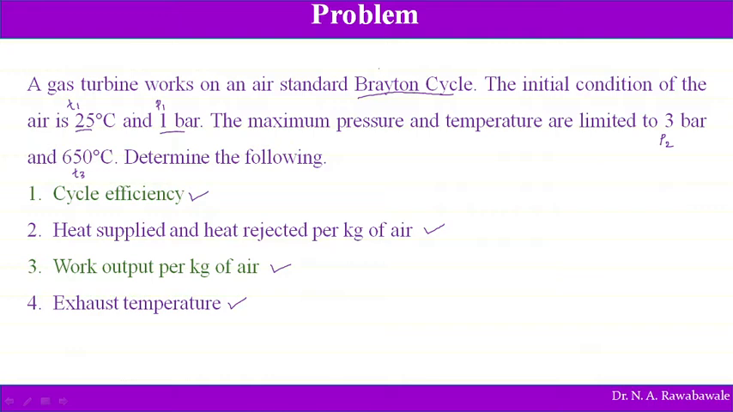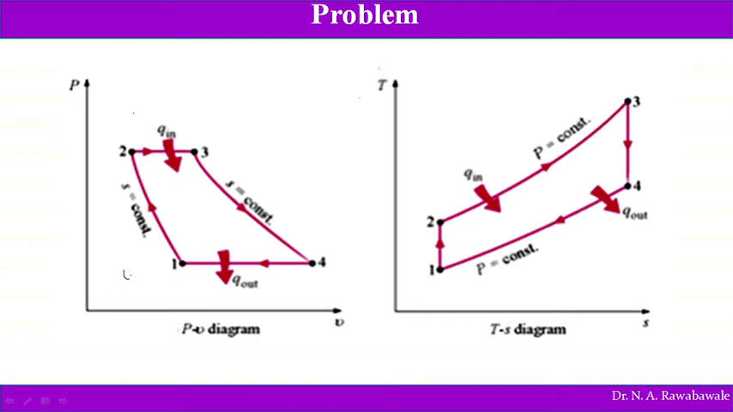The initial temperature is 25 degrees Celsius and pressure is 1 bar. So here it is given pressure is 1 bar, temperature is 25 degrees Celsius. So here T1 is 25 degrees Celsius, whereas pressure P1 is equal to 1 bar.